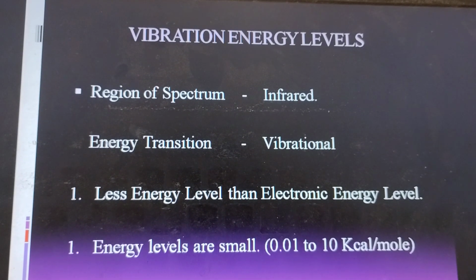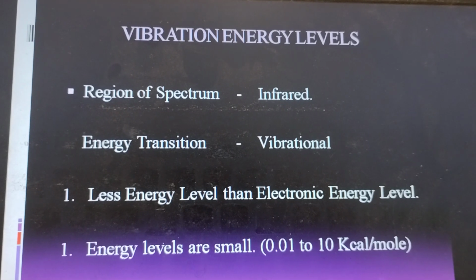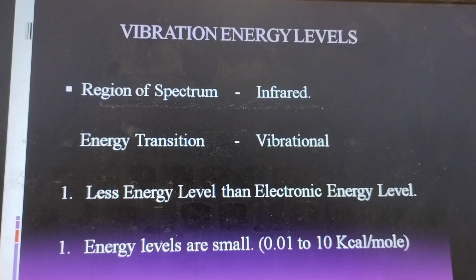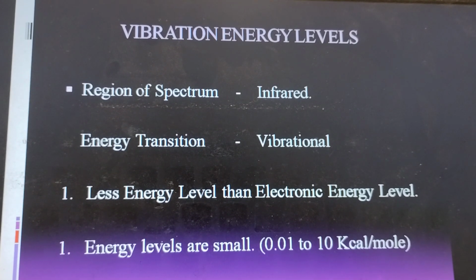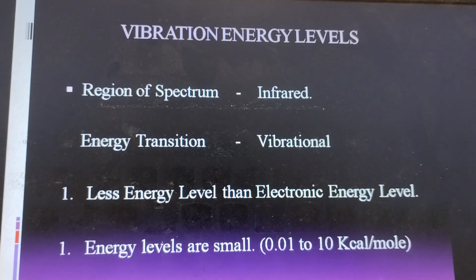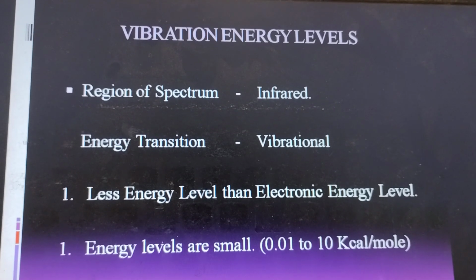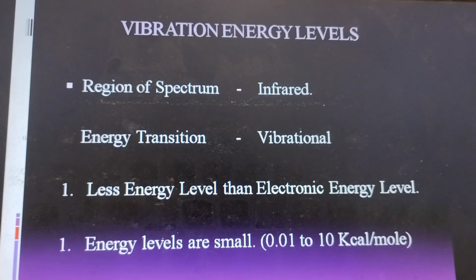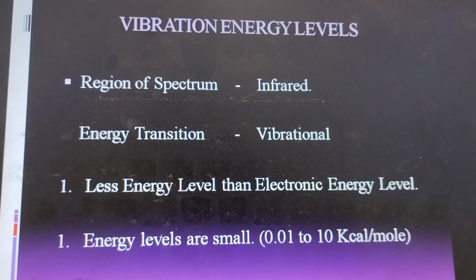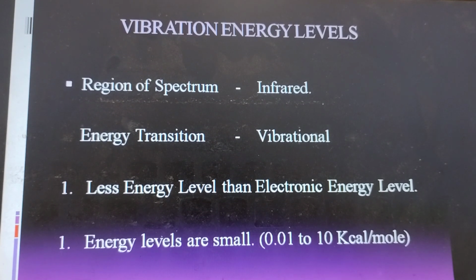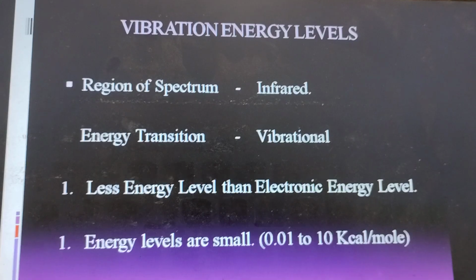Next one, vibrational energy levels. The region of spectrum is infrared. In the vibrational energy level, the example of spectroscopy is IR, infrared spectroscopy. The energy transition is vibrational. You pass the electromagnetic radiation through a particular molecule. The molecule absorbs the radiation and the molecule will vibrate. This vibration occurs from ground state to excited state. The energy is less than the electronic energy level; the energy levels are small, 0.012 to 10 kilocalories per mole.